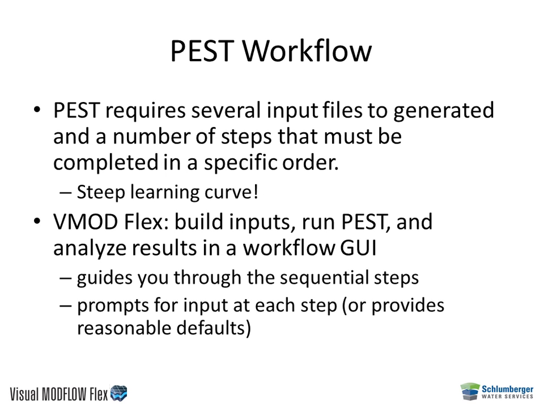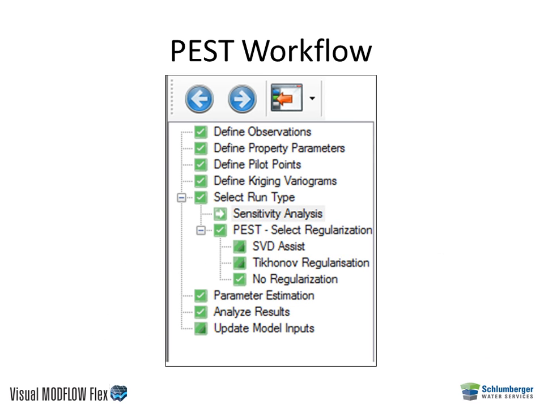Pest requires several input files to be generated and a number of steps that must be completed in a specific order. Within Visual MODFLOW Flex, you can build the inputs, run Pest, and analyze results in a workflow GUI. The GUI guides you through the sequential steps and prompts you for input at each step or provides reasonable defaults. The image shown on the screen shows you what the Pest workflow looks like, and we'll go through each of these steps in the following tutorial exercise.